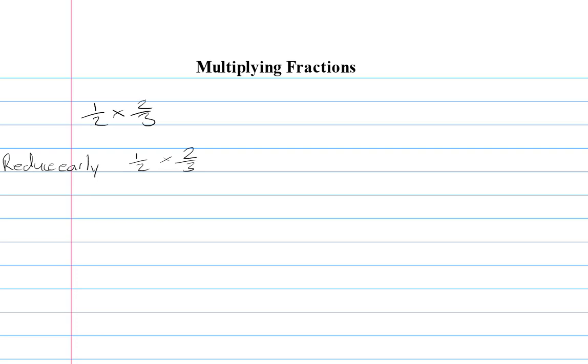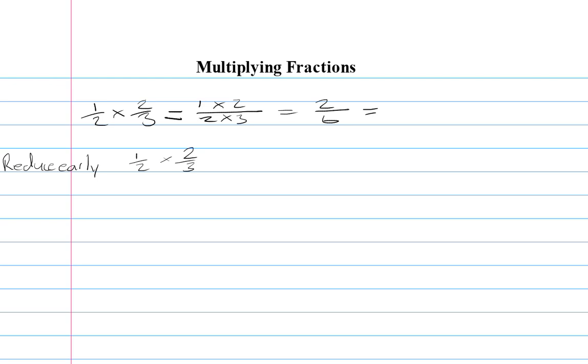In this video, we'll be multiplying fractions. All right, so to multiply fractions, you just multiply the numerators together and then the denominators. So 1 times 2 is 2, and 2 times 3 equals 6. And then also this can be reduced.